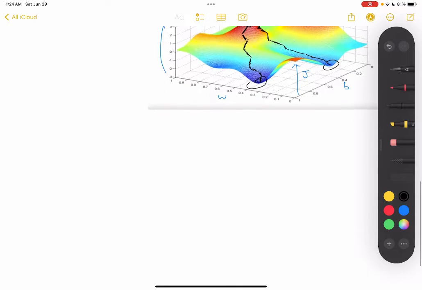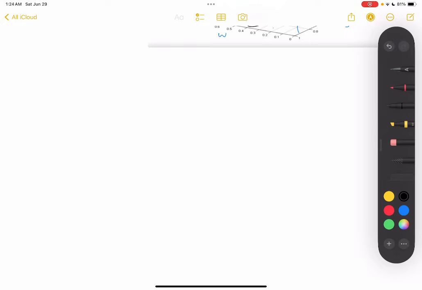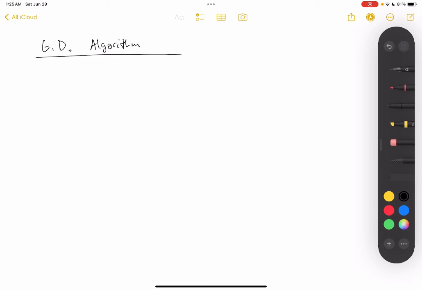Okay, so what does the gradient descent algorithm exactly look like? I'll abbreviate gradient descent to GD for now. We're going to be changing our values of W and B, but how does this look mathematically? So W is going to be equal to its value, W, minus alpha, which we also call the learning rate, multiplied by the derivative with respect to W of our cost function.